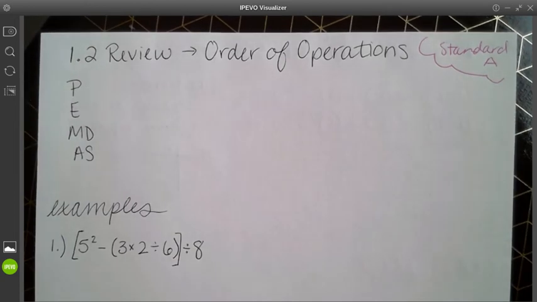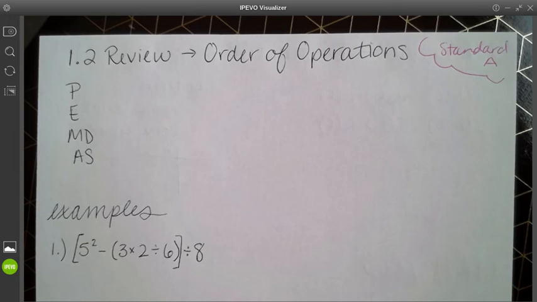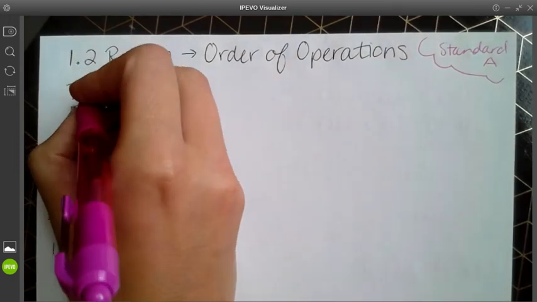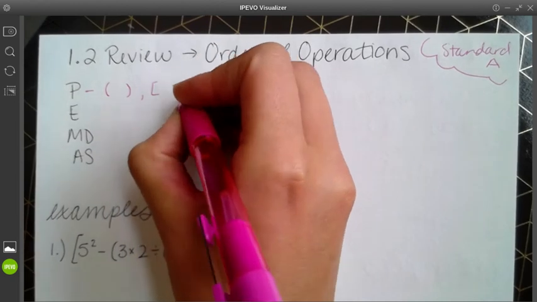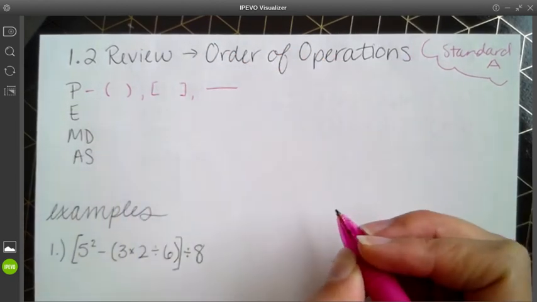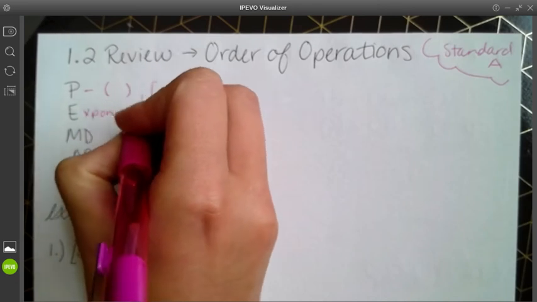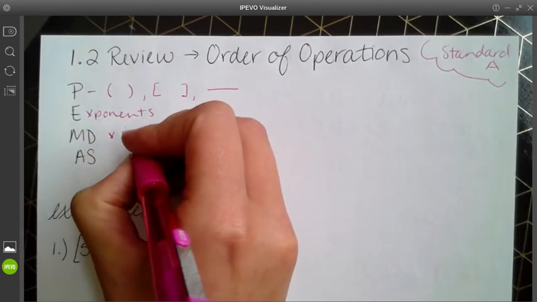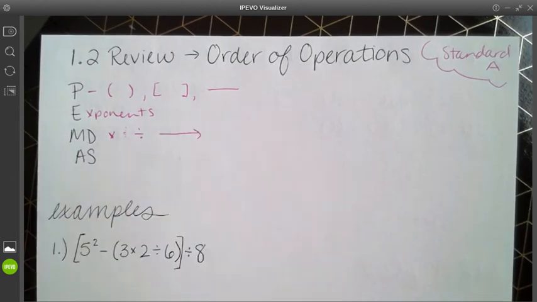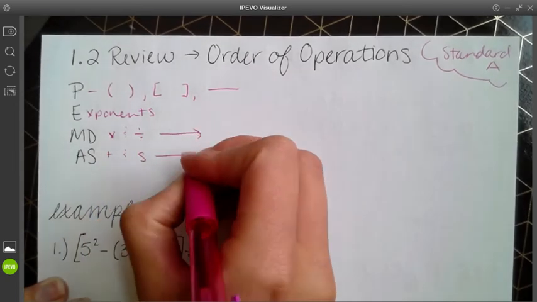So let's just review the order of operations. We've got PEMDAS written here. Okay, the P stands for the parentheses, but remember this is all grouping, so even brackets, and then also that division bar. Exponents for our E, so that's the next thing we'll look at when solving. Multiplication and division, left to right, so that's what you'll look for next in an example. And then we have addition and subtraction, left to right.